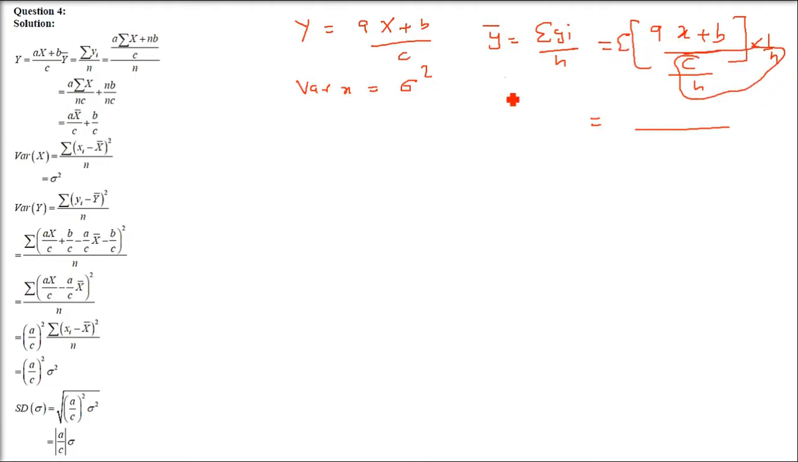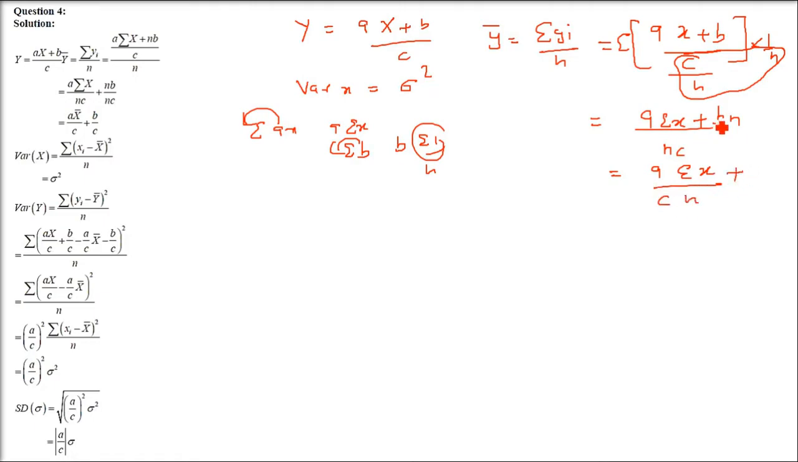So sigma (ax plus b), let us apply this sigma. Sigma ax, a constant will come out, so it will be a sigma x over nc, and then sigma is going inside also for b, and b is a constant, so b comes out and sigma 1 will be n. Sigma of 1 is addition of 1 n times, which is always n, so you have bn. Now take them separately: a sigma x divided by nc, and bn by nc, so n gets cancelled, it is b by c.